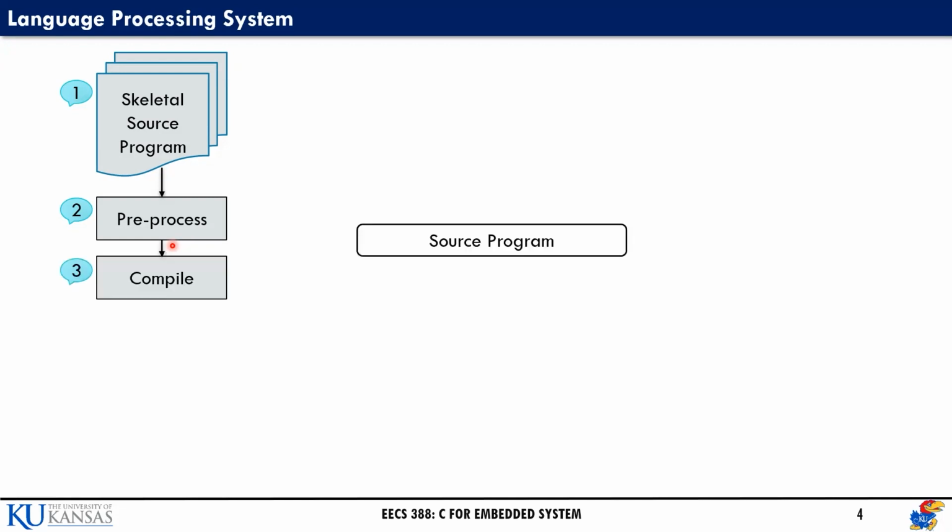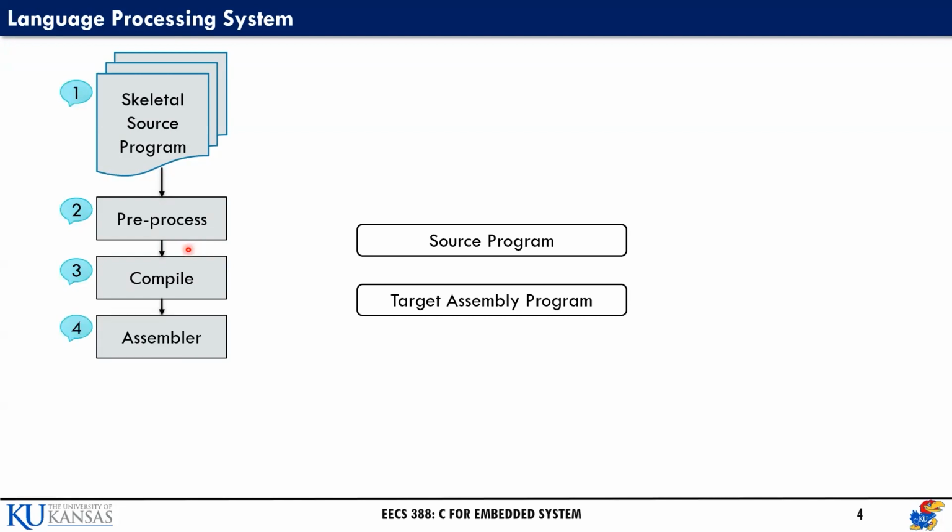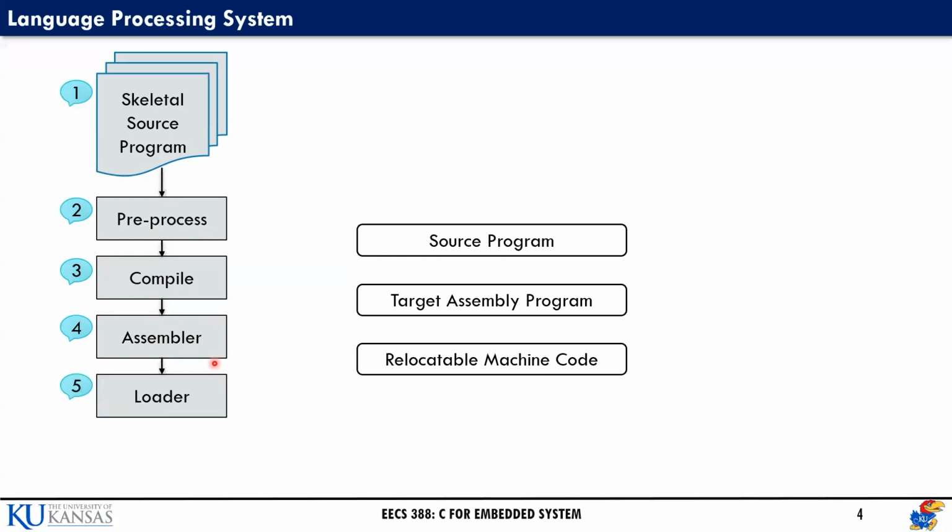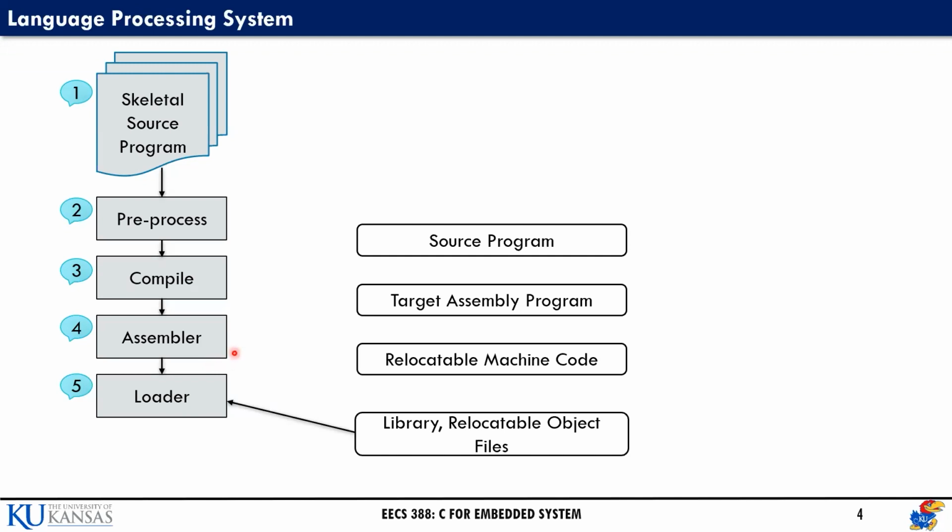Next, we have the compiler. After preprocessing, our compiler takes the source program and converts it to the target assembly program. In this stage, the tool that helps us convert the assembly program to machine code is the assembler. And finally, from our assembly code, using the loader, we get the machine code that is ready to run on our CPU.